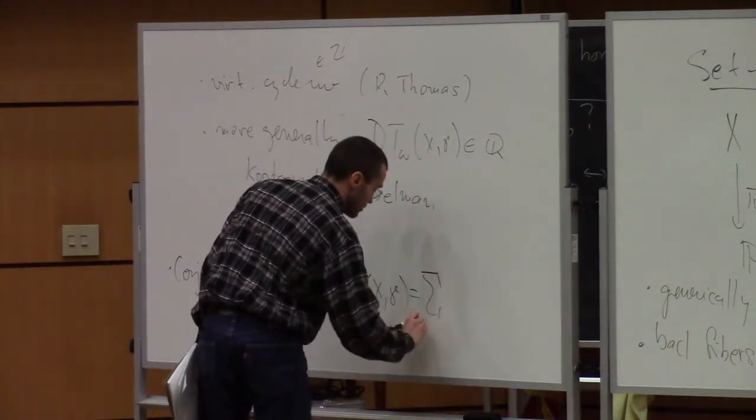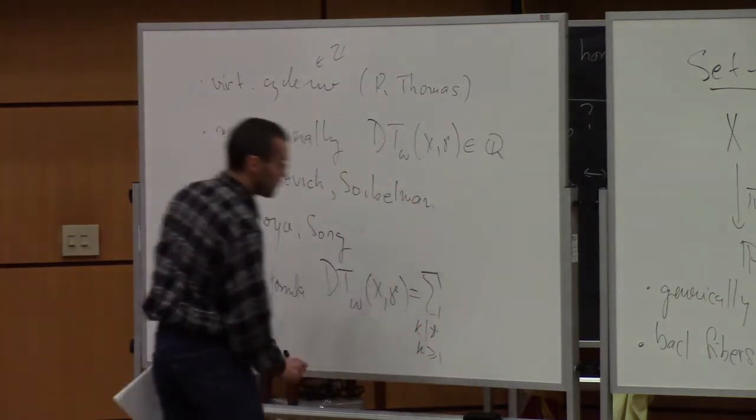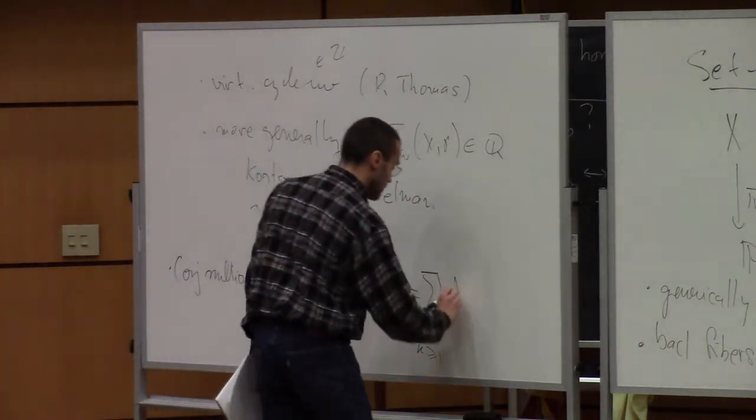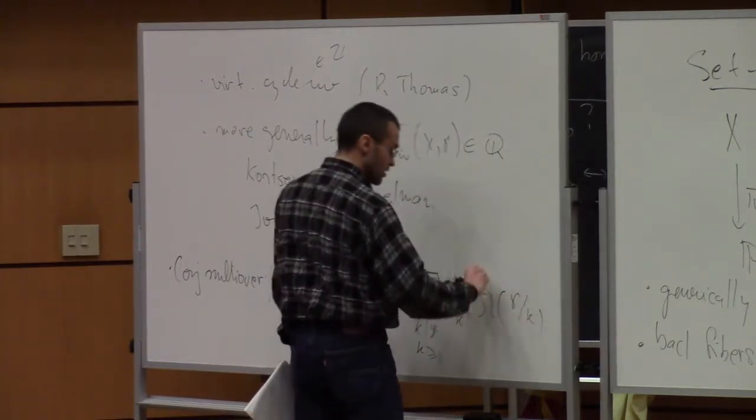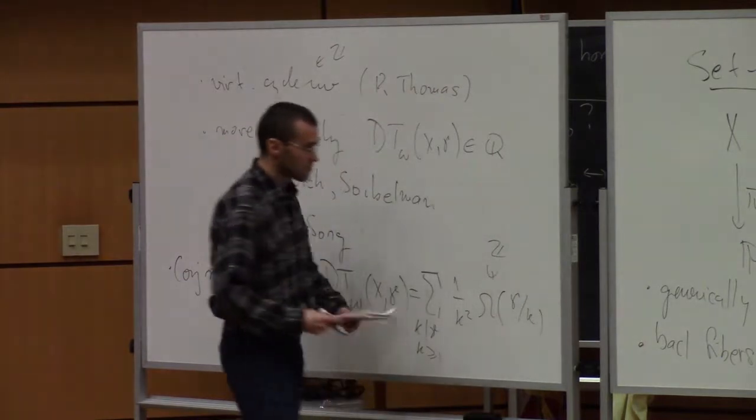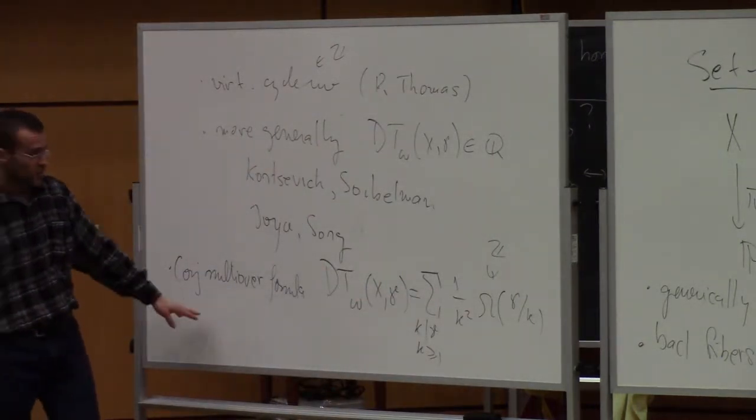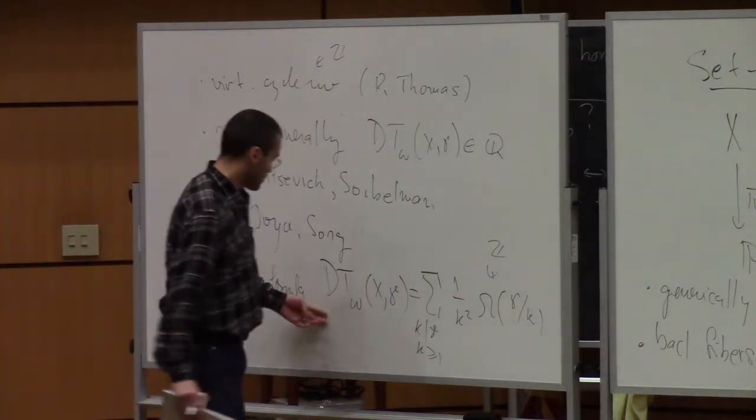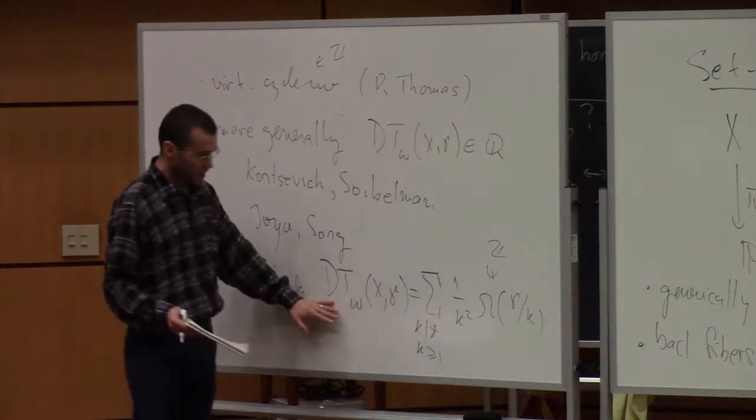So sum over integers k that divide gamma, 1 over k squared omega gamma over k, and this would be an integer. These are what in physics is called the BPS counting invariants for this particular problem. They are integral invariants, so these are rational. But these are going to be the main characters of this work.